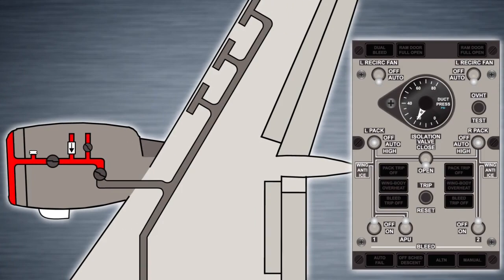Bleed air for engine anti-ice is taken upstream of the engine bleed valve. This means that engine anti-ice is available regardless of the position of the engine bleed air switches on the forward overhead panel.